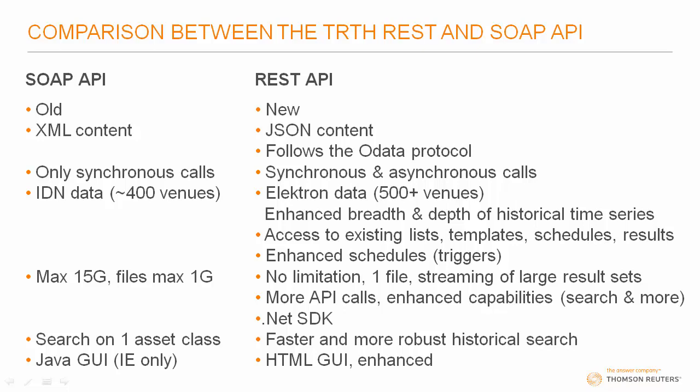Only REST offers API access to existing lists, report templates, schedules, and file-based results. This gives you the option of creating them manually and then using them programmatically, which can be quite practical if they hardly change in time. With REST, there are no more limits on the size of datasets, allowing you to retrieve them as a single file. Only REST offers streaming of large results through the API. The REST API is richer, has a .NET SDK, more API calls, and gives access to more data like commodities, energy, and corporate actions. Now let us see this in action.